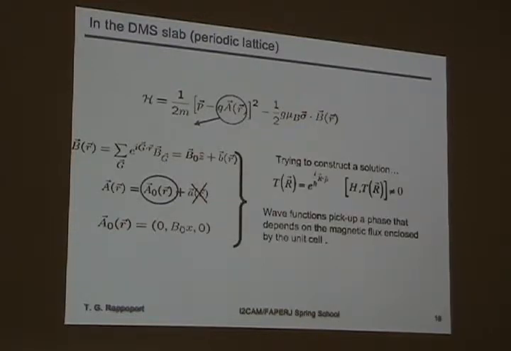So if we try to construct a solution in a normal way, where you have the translation operators, you're going to see that your Hamiltonian will not commute with the translation operators. And more than this, your wave functions will pick up a phase that will depend on the flux that's enclosed by the unit cell, okay, or artificial unit cell.